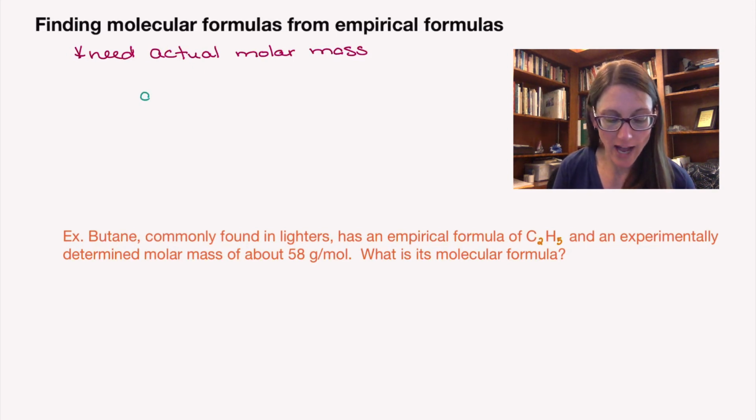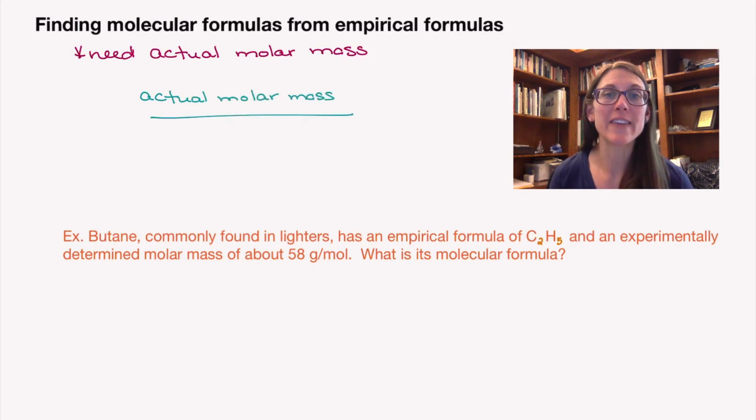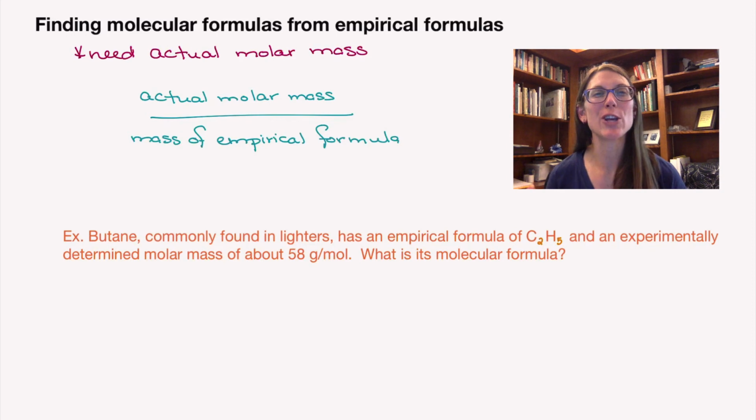You're going to take your actual molar mass and divide that by the mass of the empirical formula. This resulting number will tell you how many times you need to multiply the subscripts in your empirical formula to get to a molecular formula.